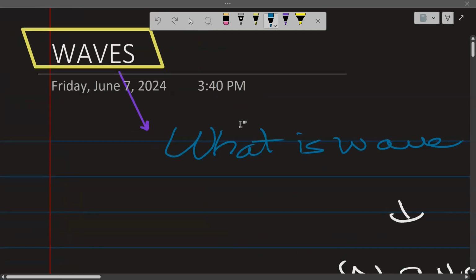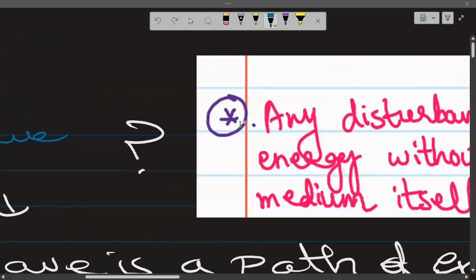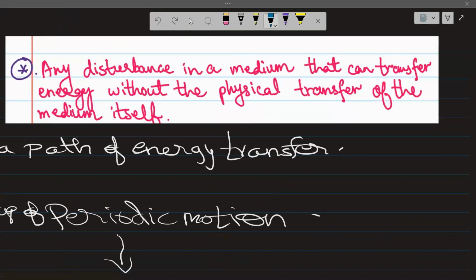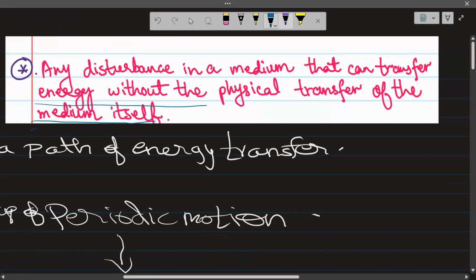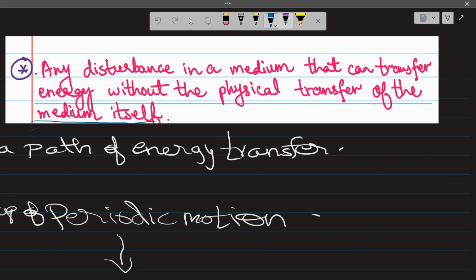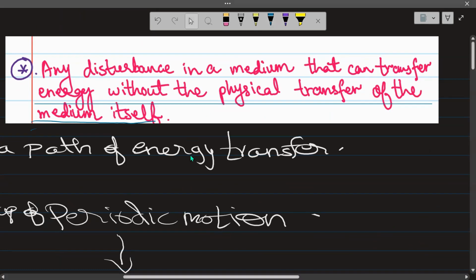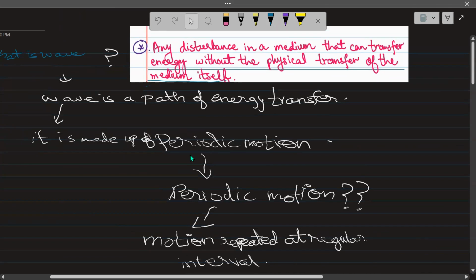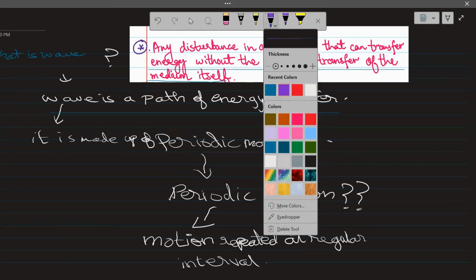So what is a wave? A wave is basically any disturbance in a medium that can transfer energy without the physical transfer of the medium itself. It's the classic definition of a wave. So from this definition we get that a wave is basically a path of energy transfer. But in this path, the medium is not transferred, meaning only the energy is transferred.